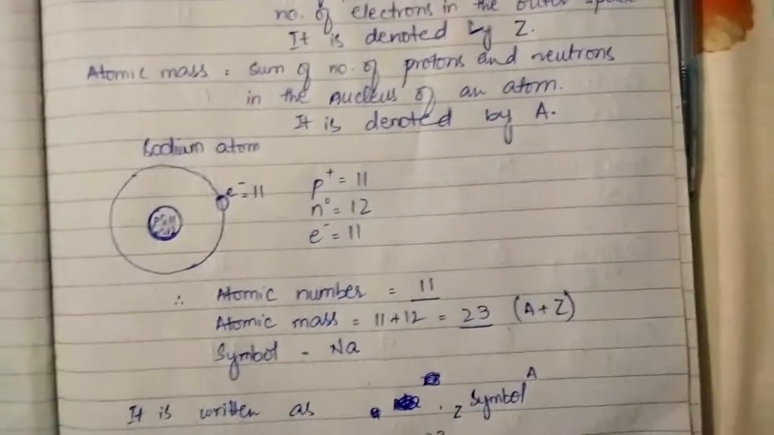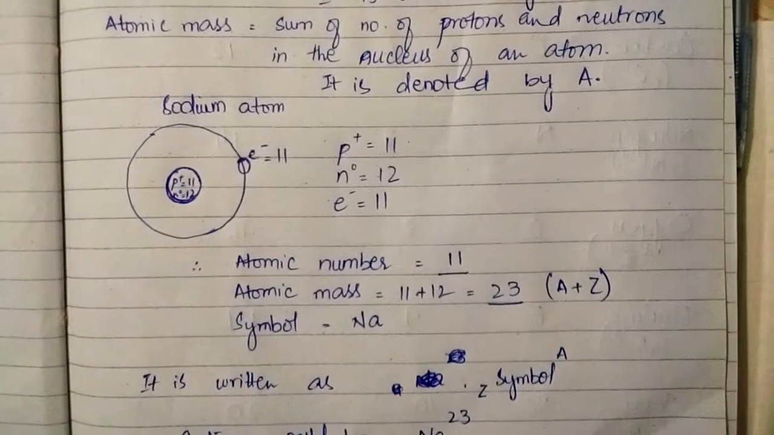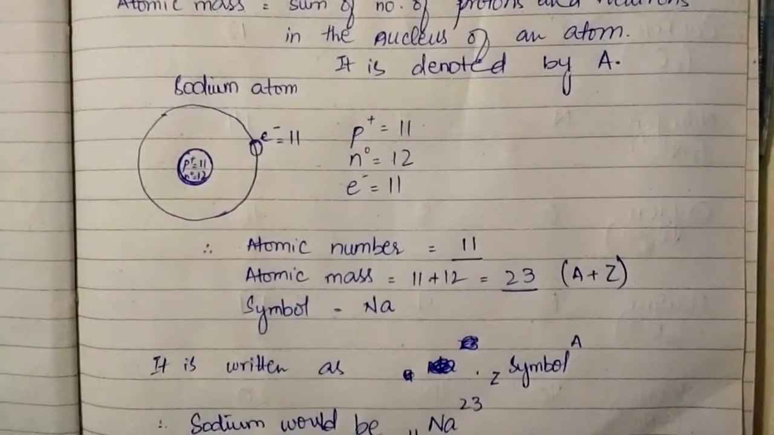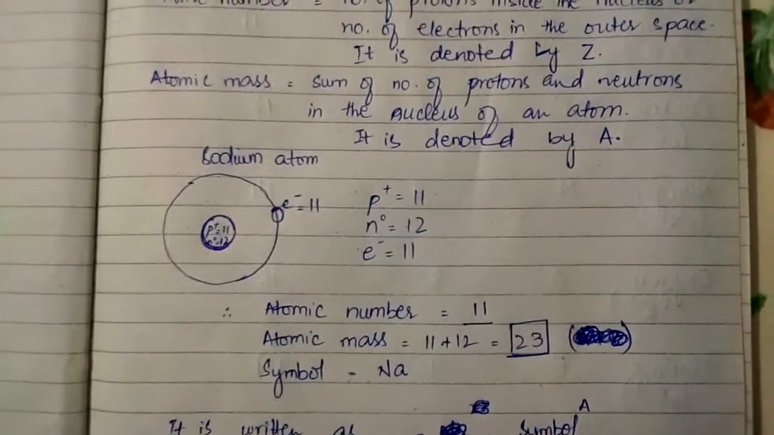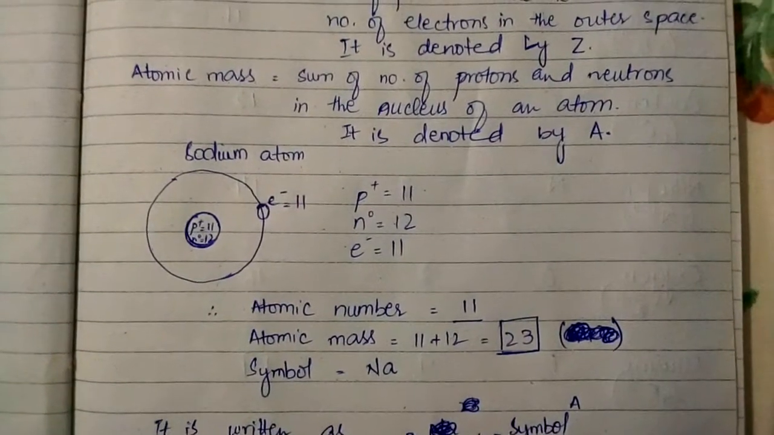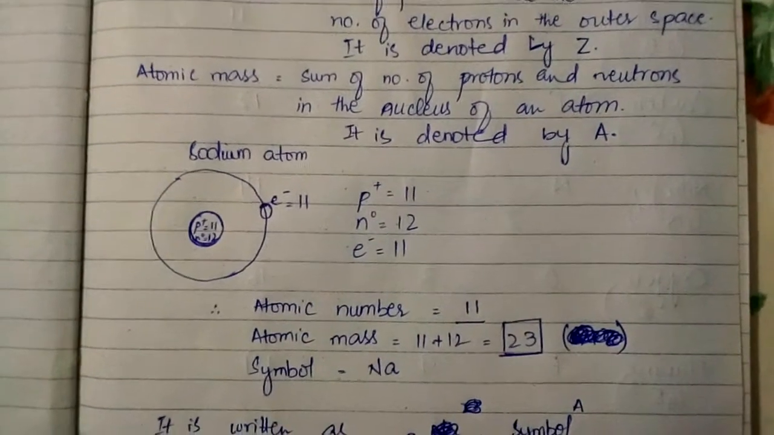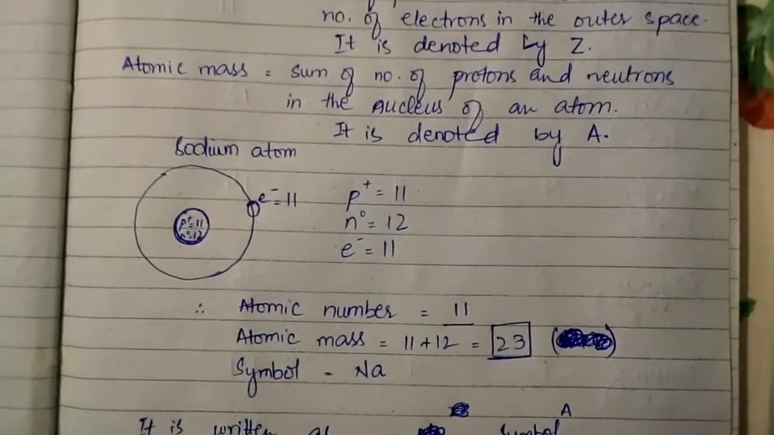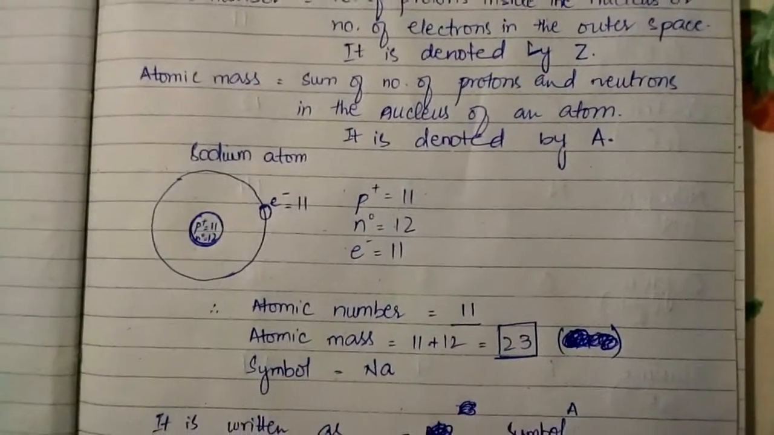The atomic mass, as we said, was the number of protons plus the number of neutrons inside the nucleus. So the atomic mass of sodium would be 11 protons plus 12 neutrons. That would give us 23. So the atomic mass of a sodium atom would be 23.